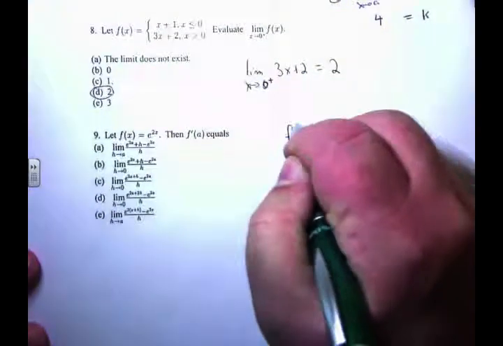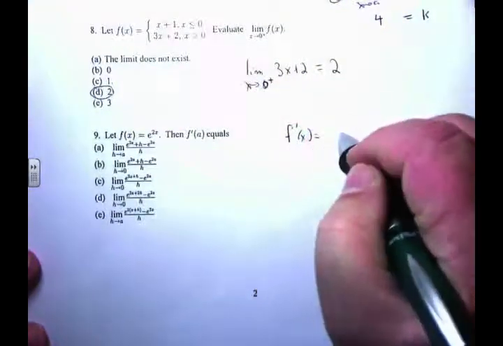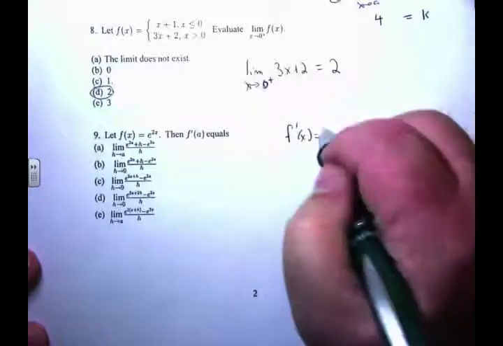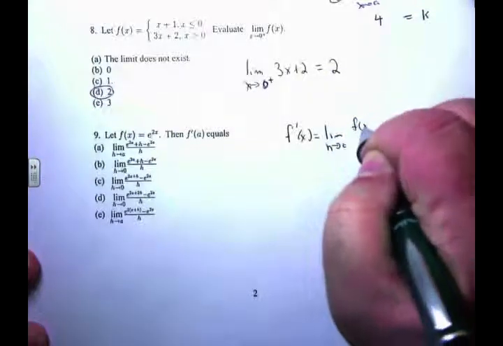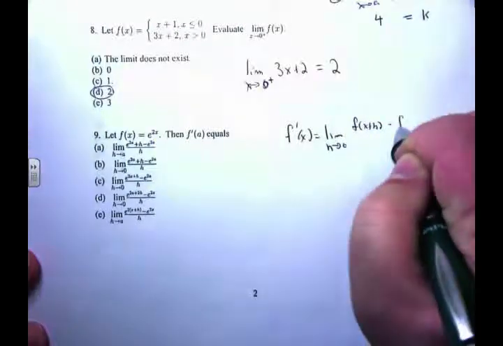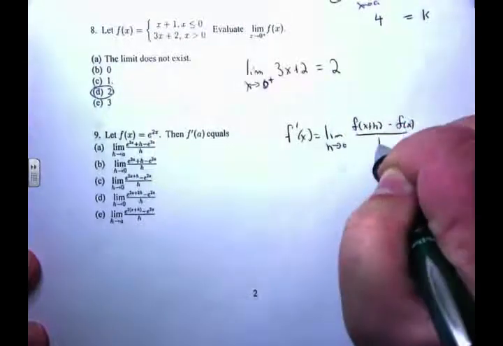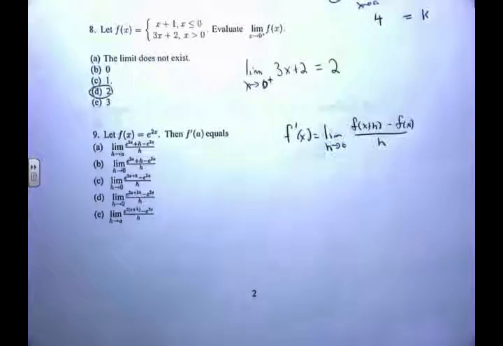Remember the definition of derivative. F prime of x was equal to, what was the definition of derivative you have memorized? It is the limit as h approaches 0 of f of x plus h minus f of x all over h. That was my definition of derivative at our arbitrary value x.